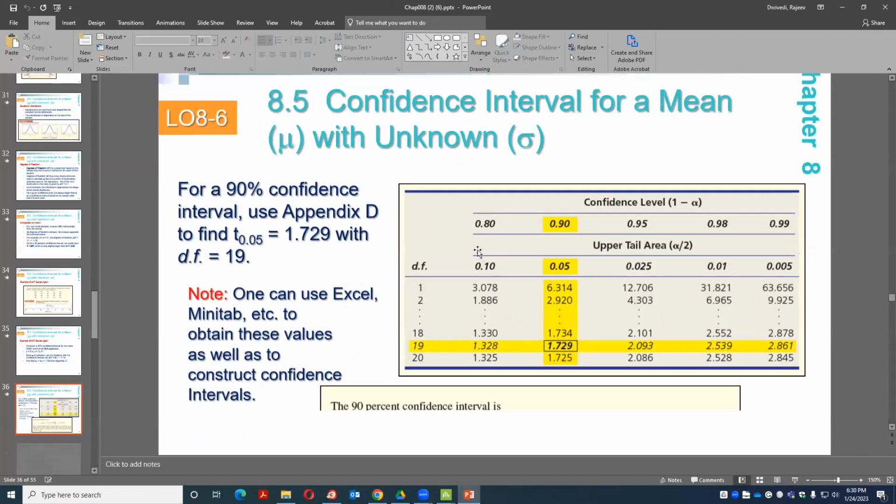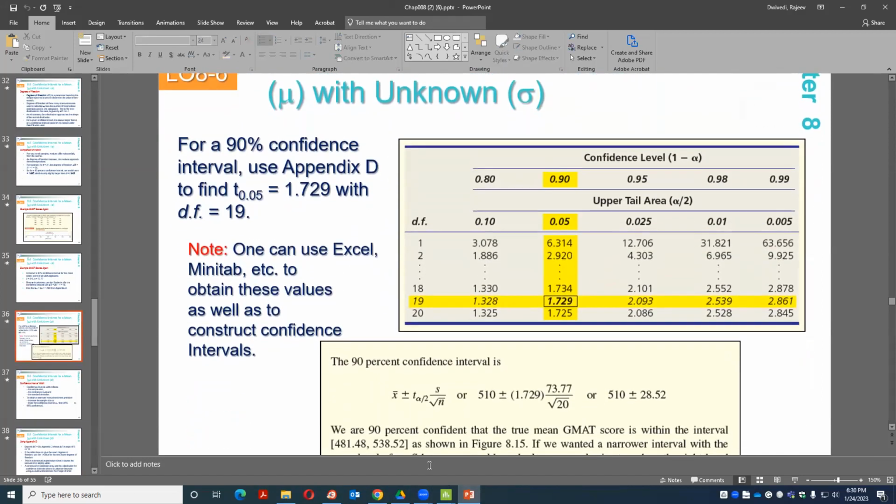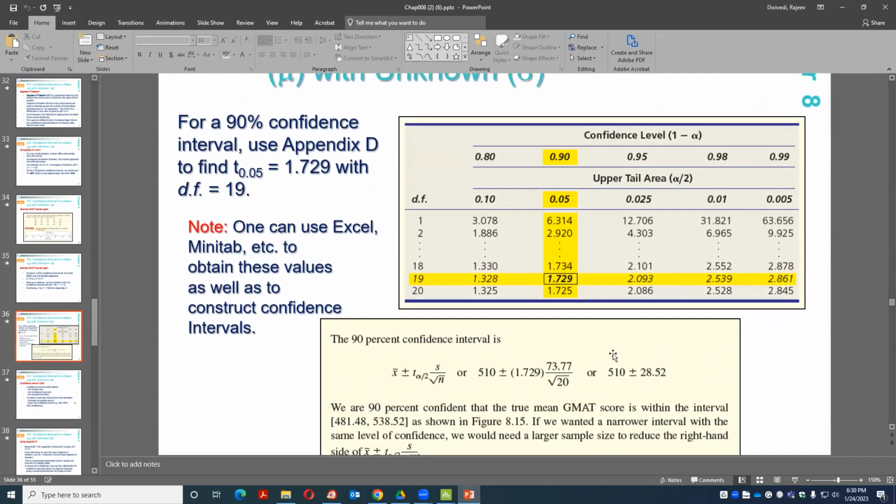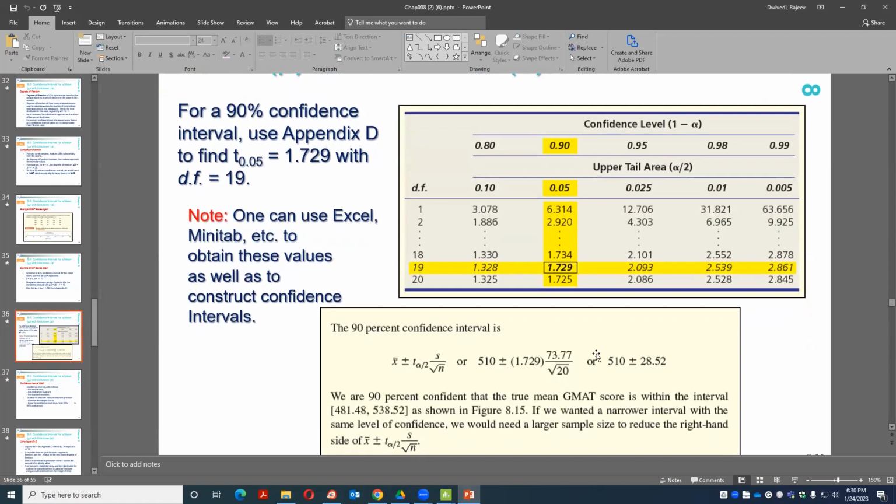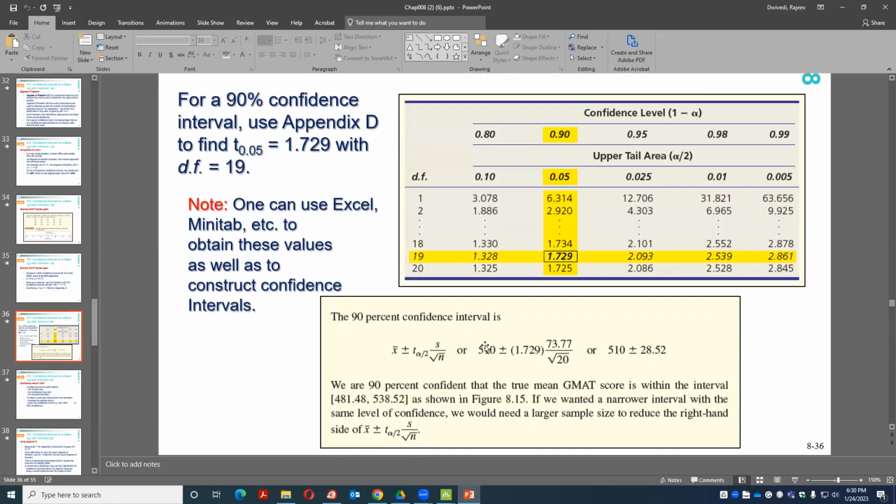So this is, you can now look into this. This is very important. 510 plus minus 1.729, this is a t-value, times 73.77 over square root of 20, or 510 plus minus 28.52.